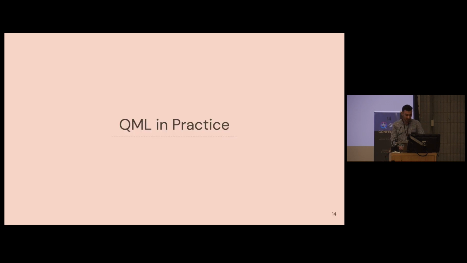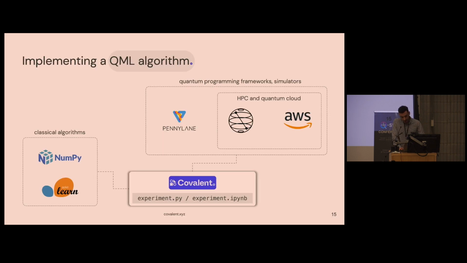Okay, QML in practice. So how do we implement quantum machine learning algorithms? The way we do this is to make use of all the great tools available in this ecosystem. So we have on one side classical algorithms, Python libraries like NumPy and sklearn. You shouldn't really go implementing your own SVM when you can just grab one from here. And on the quantum side, we have programming frameworks like PennyLane and IBM Qiskit, and also HPC and quantum cloud services. So we can actually access QPUs over the cloud to do our computations. The role of Covalent in this context is it sits above our actual measurement script, and it seamlessly stitches these different aspects together.